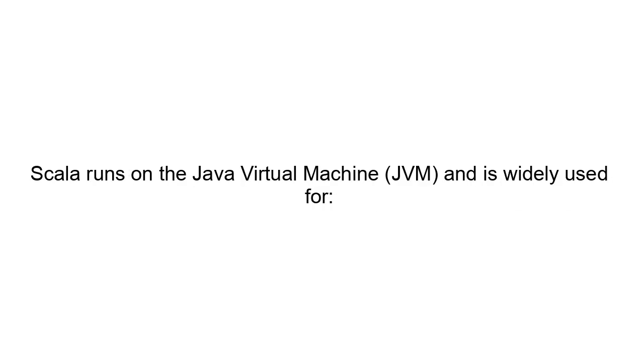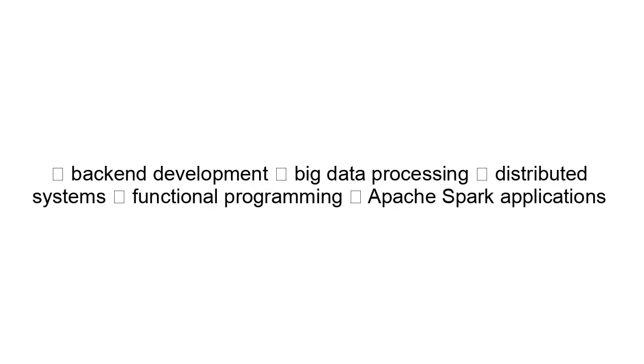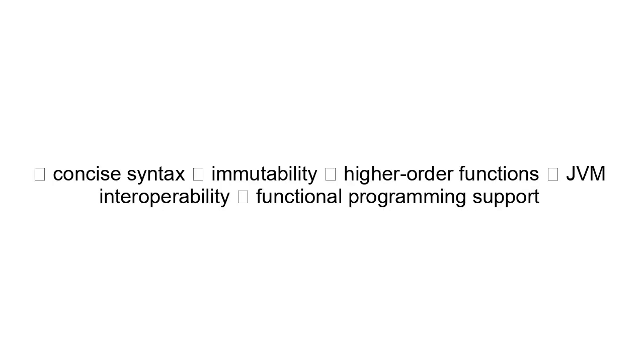Scala runs on the Java Virtual Machine, JVM, and is widely used for backend development, big data processing, distributed systems, functional programming, and Apache Spark applications. Scala provides concise syntax, immutability, higher-order functions, JVM interoperability, and functional programming support.